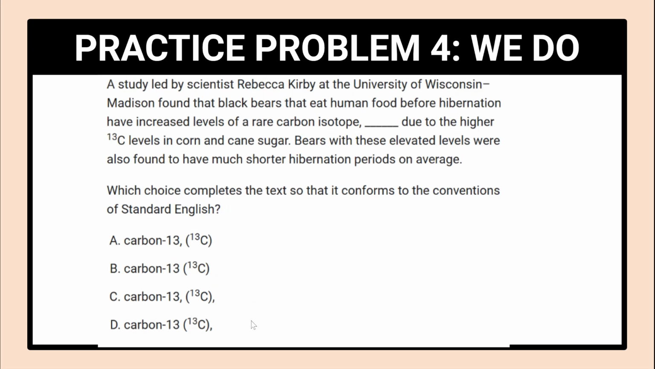So this is what authors usually do. They keep non-essential information in between the commas. So that's what they did with D in this case. But of the rare carbon isotope, and then they put carbon 13 and then 13C in parentheses before enclosing that too with a comma. It's encasing it between these two parts to show us that it's not really essential information, but it is explaining what the isotope is specifically.